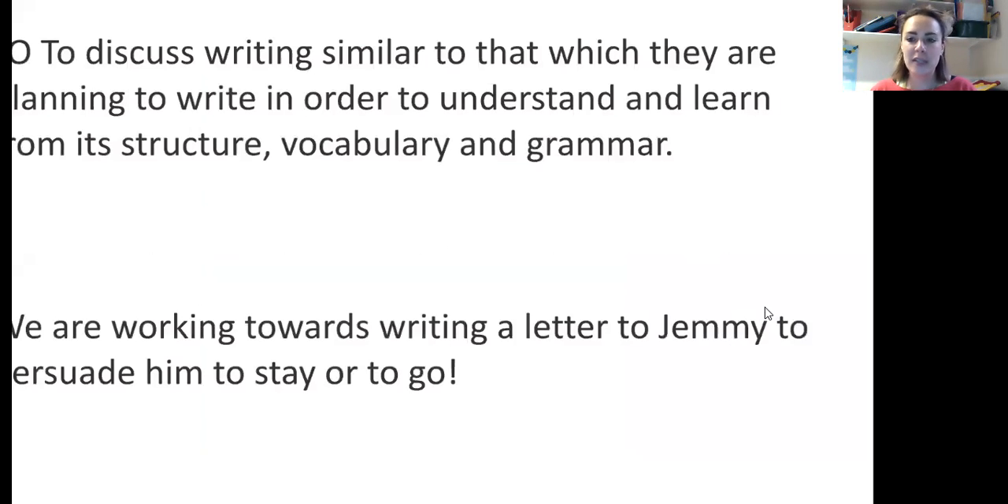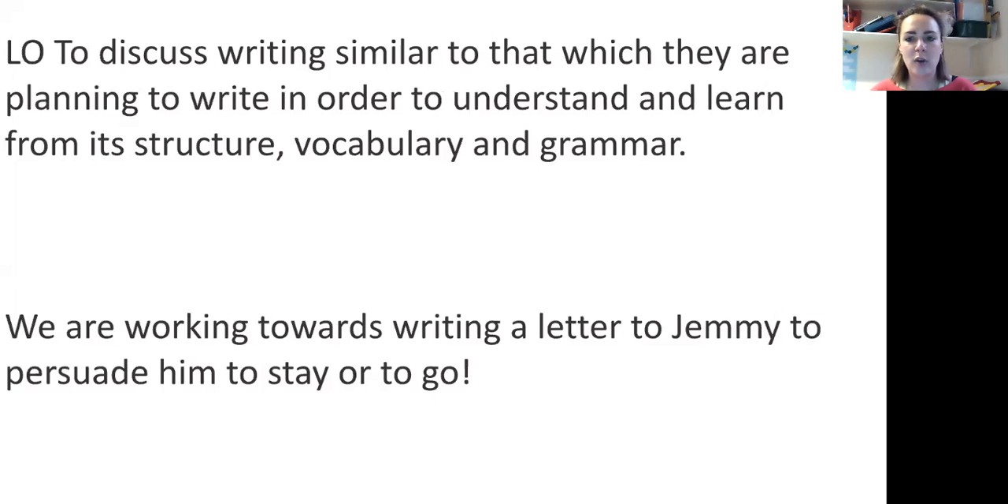Our learning objective today: we are going to be looking at writing similar to that we're planning to write in order to understand and learn from its structure, vocabulary and grammar. What we're working towards is writing a letter to Jemmy to try and persuade him whether you think he should stay or whether you think he should go. So today we're going to have a look at some persuasive letters, thinking about their structure, the vocab and grammar that they use to help us when we write our letters tomorrow.